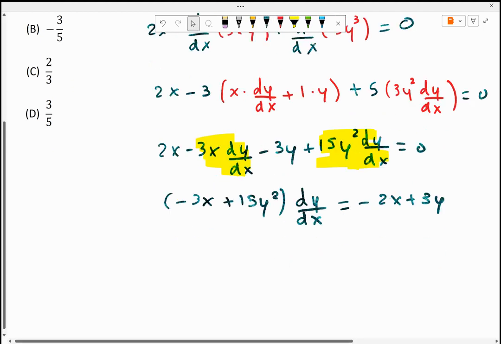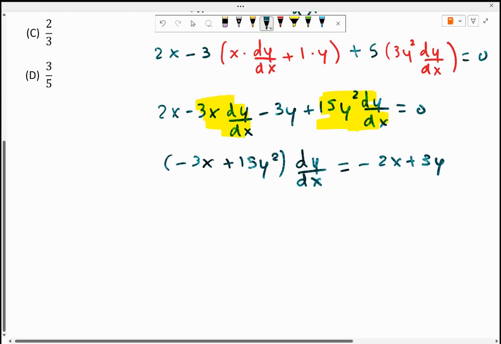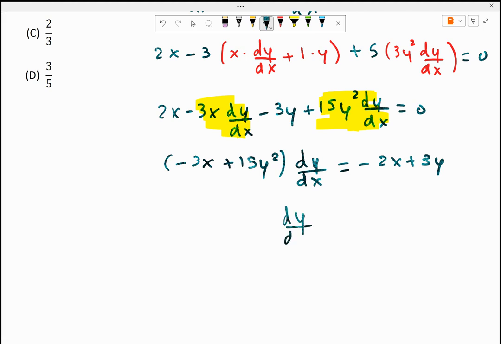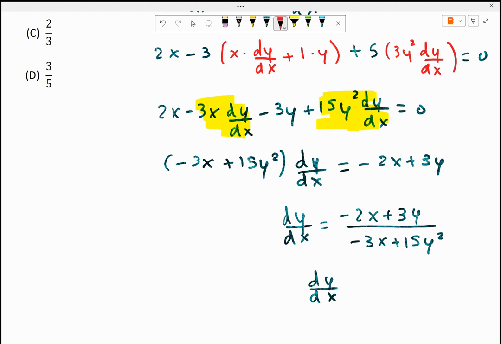All right, now we're going to divide everything by that factor. So you have dy over dx is going to equal negative 2x plus 3y, divided by negative 3x plus 15y squared. At this point, there's no need to try and simplify further. Let's just go ahead and evaluate the derivative at the point we want it. That was (-3, 0).